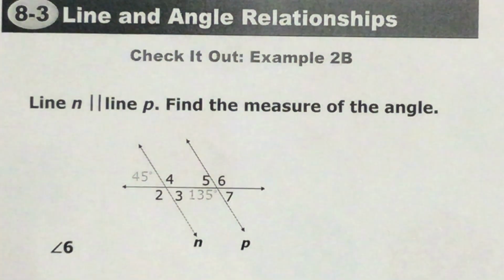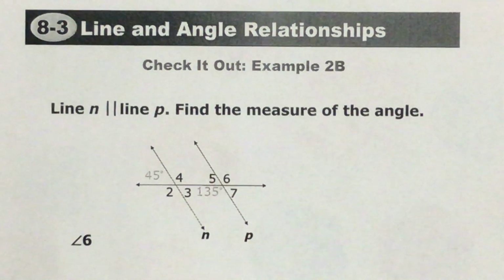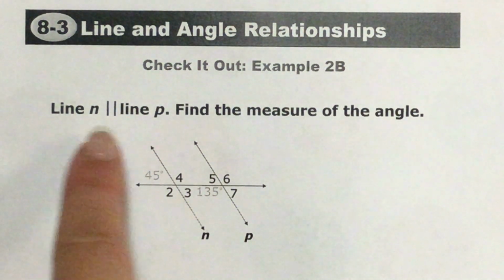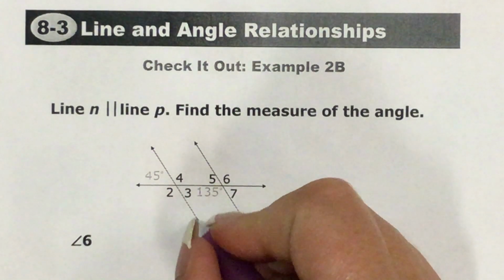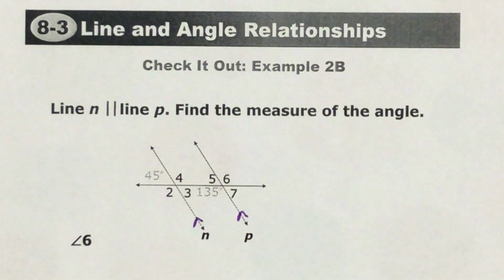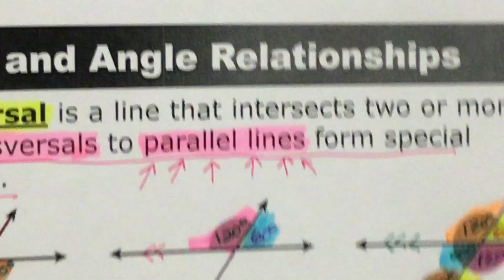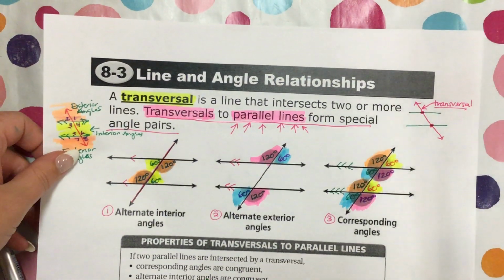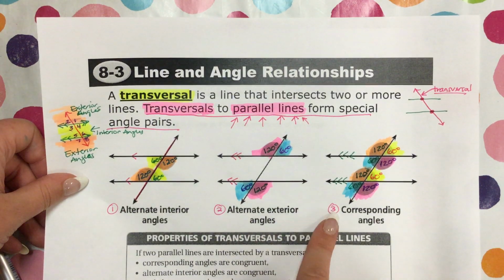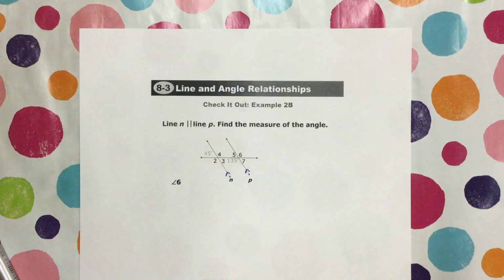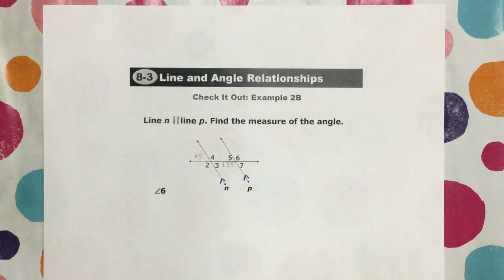All right, 2B right here. Okay, we know that line N is parallel to line P, so I'm going to go ahead and mark my little parallel marks here. And because they're parallel, this unlocks the door to alternate interior angles, alternate exterior angles, and also corresponding angles. Okay, zoom in.